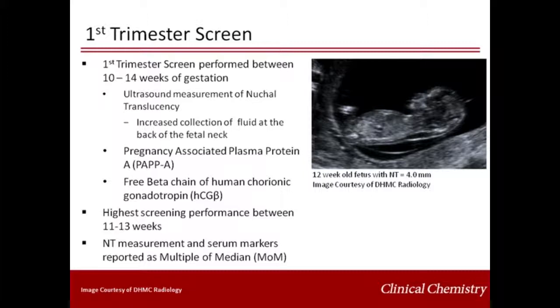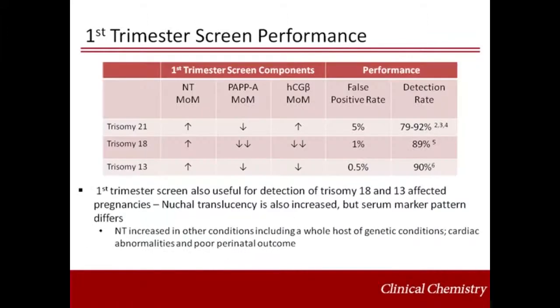The first trimester screen is ideally performed between the 11th and 13th weeks of gestation, although it may be performed as early as the 10th week and as late as the 14th week. This screen is a combination of ultrasound measurement of nuchal translucency, which is a fluid-filled space at the back of the fetus's neck, as can be observed in the photograph at right, pregnancy-associated plasma protein A, and the free beta chain of HCG.